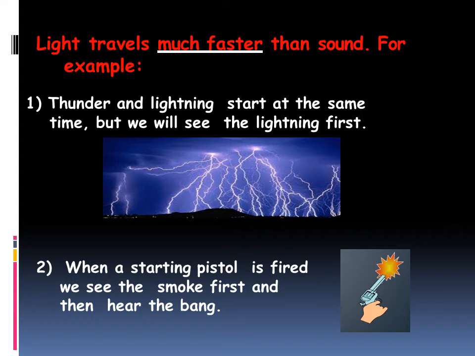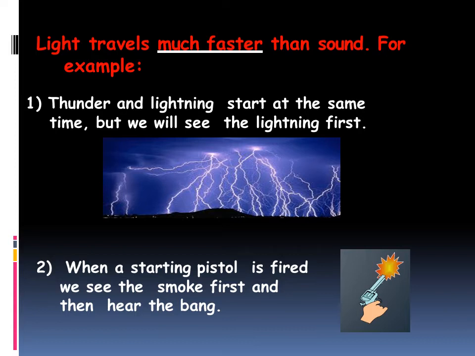So number one example is thunder and lightning, which proves that light travels faster than sound. Second, we have the pistol or the gun, or revolver.